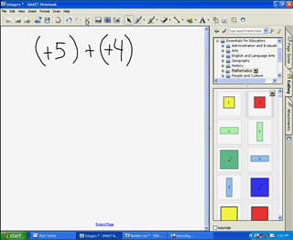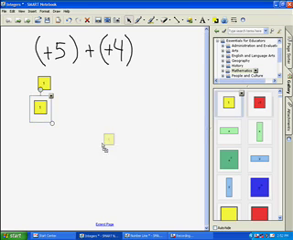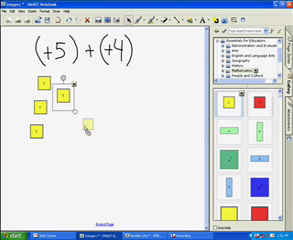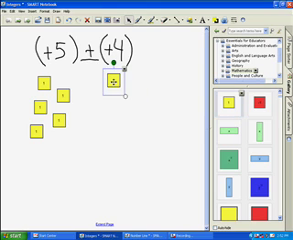All we need to do is model each one of these positive integers. So we're going to model the 5 first. So we're going to drag out 5 positive integers, or 5 positive tiles, like so. Okay? Working from left to right in our question, we now see that we want to add. So we're going to bring in 4 positive integers, the same, add 4 positives. So we're going to do that.